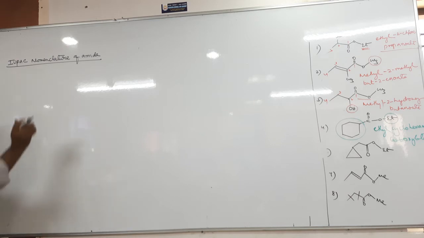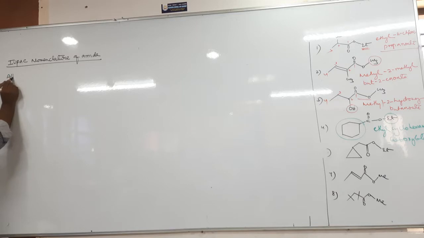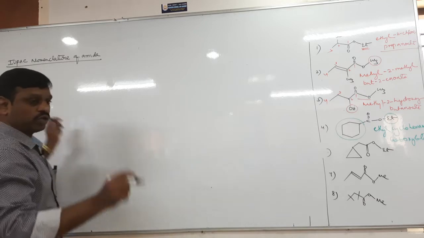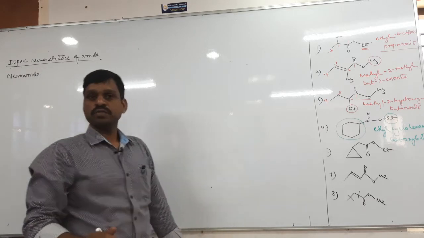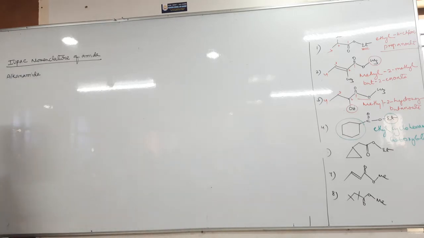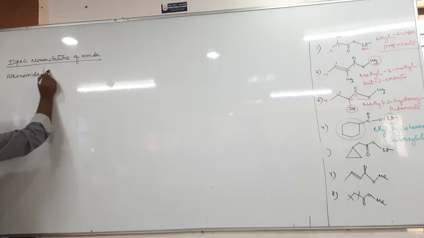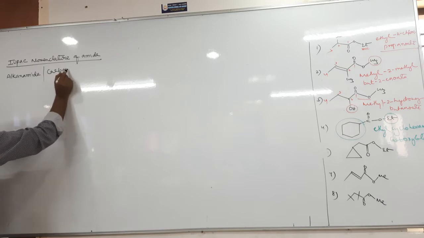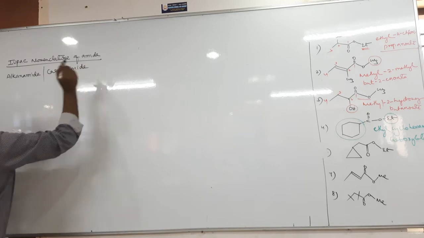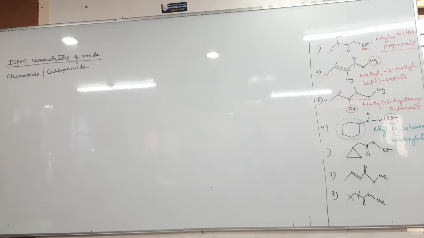So what is the IUPAC name of amide? Alkanamide. No, where is carboxamide? When the amide group is directly attached to the cyclic ring. Otherwise it is an alkanamide. Okay, so another name is carboxamide.